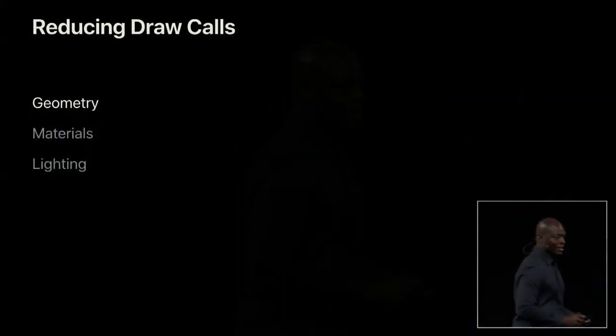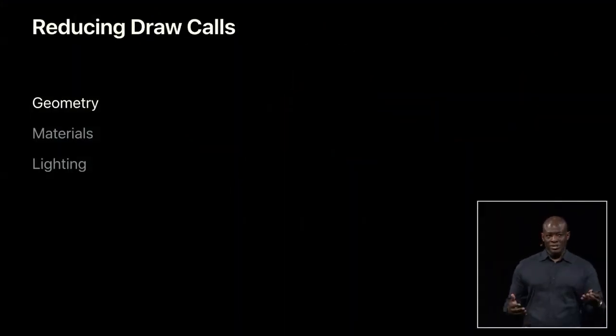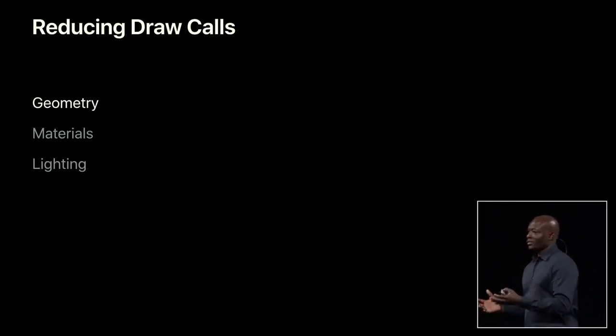I'm going to talk to you about that in 3 distinct phases. Geometry, which are those meshes that comprise the scene. Materials, which give our scene a nice look. And lighting, which brings our scene to life.